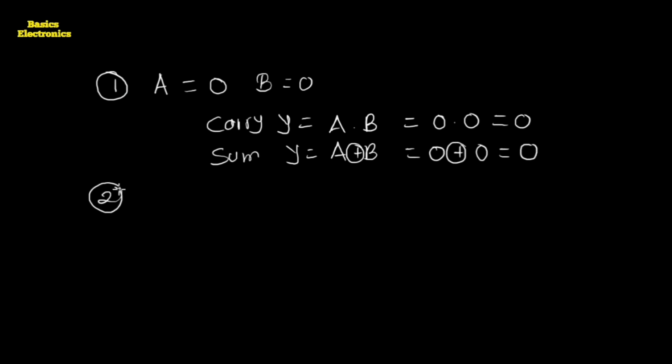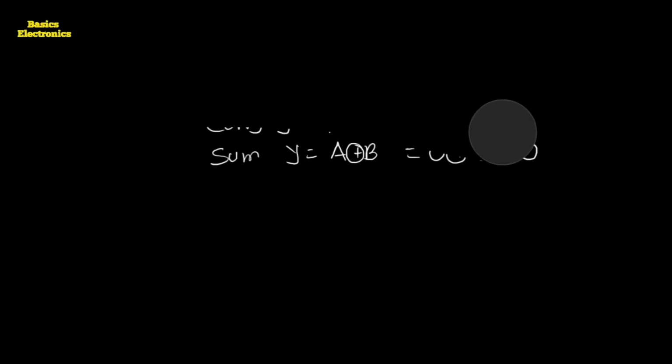Like this we can use the second combination, which is A equals 0 and B equals 1, and write down the output of the carry and the sum. Now all these conditions we have to put in the truth table. When we draw the truth table, we have to consider all possible combinations of the inputs, and as we know, there are only 4 combinations.